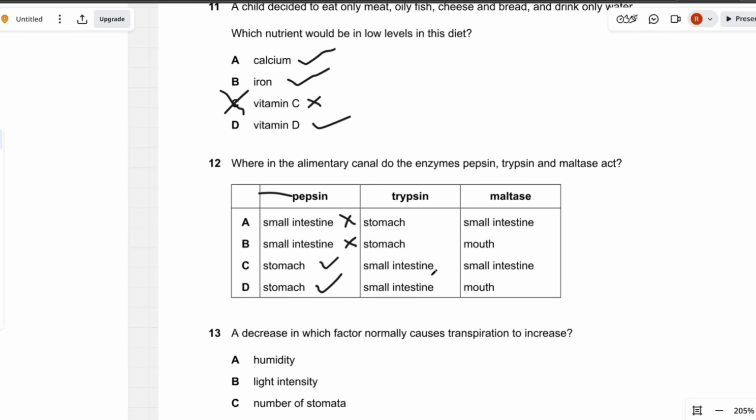Trypsin, they said it's found in the small intestine. That is correct for both options. Maltase, it is found in the small intestine, specifically it is produced by the epithelial cells of the villi of the small intestines. And therefore, that is the correct answer. Maltase is not found in the mouth. The function of maltase is to break down maltose sugar into glucose, which is then absorbed in the intestines.